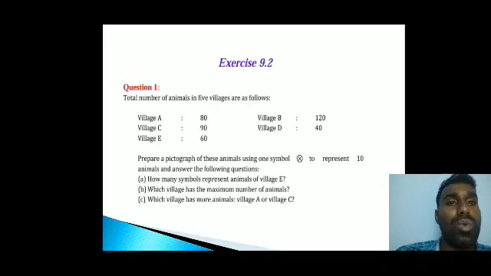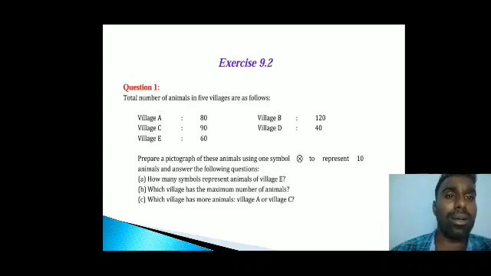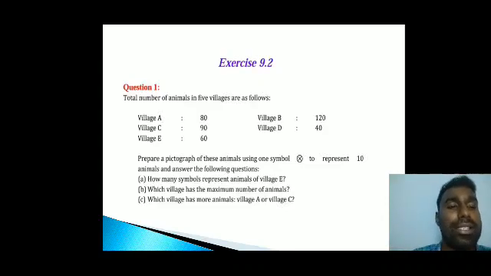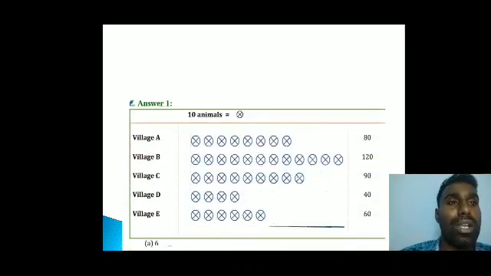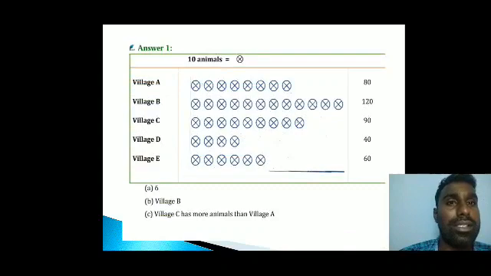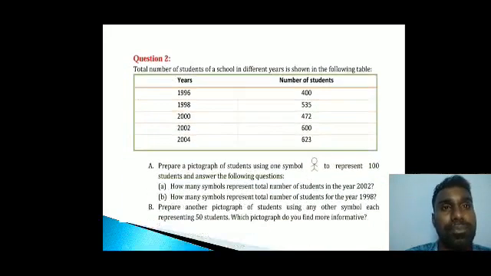Okay, so next one: which village has more animals, village A or village C? If you look at village A and village C, village A has 80, village C has 90. So obviously 90 is greater. So village C is greater than village A. Okay, shall we go to the next problem?